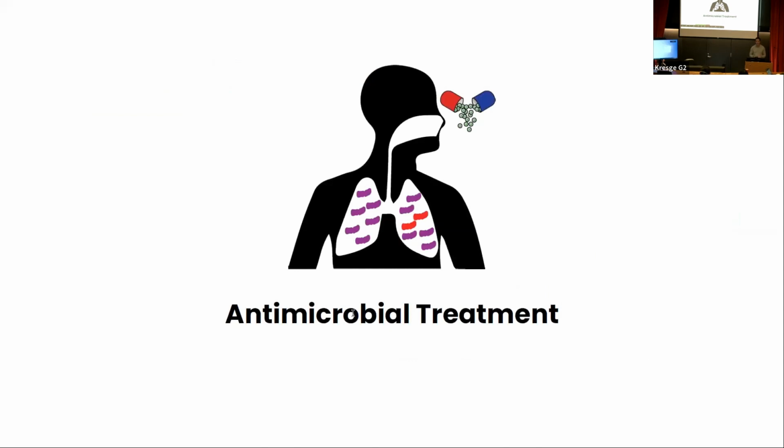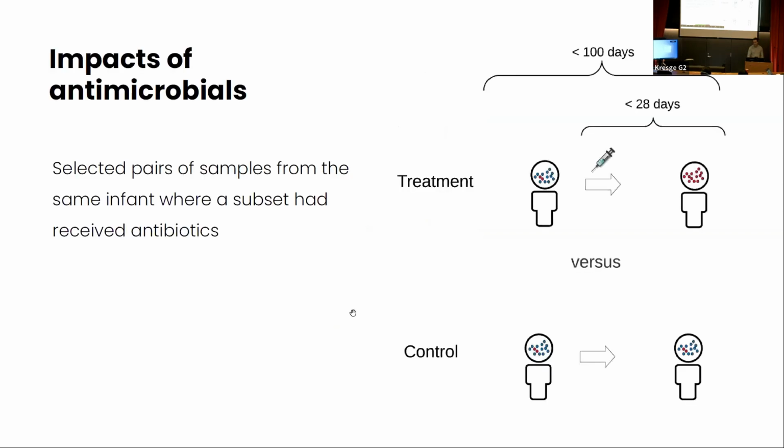In addition to selection just occurring in people in the absence of treatment, we can also look at what happens when you give them antimicrobials and how this affects selection within the host. And to do this, this is again looking at the pneumococcal example. We looked at children who'd been treated with antibiotics, and we had samples before and after they were given the antibiotics. And we also had a control group where there was a similar time between the samples that had been taken, but the child had received no antibiotics.